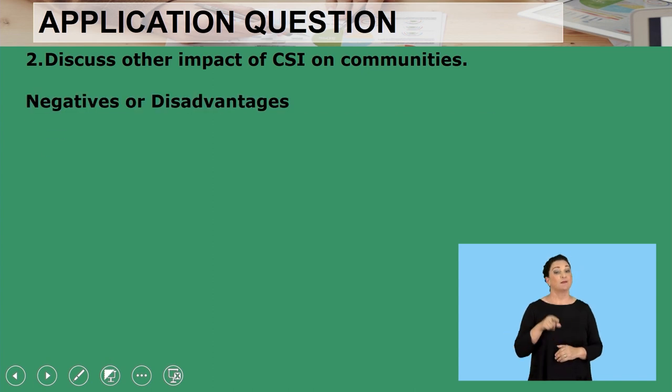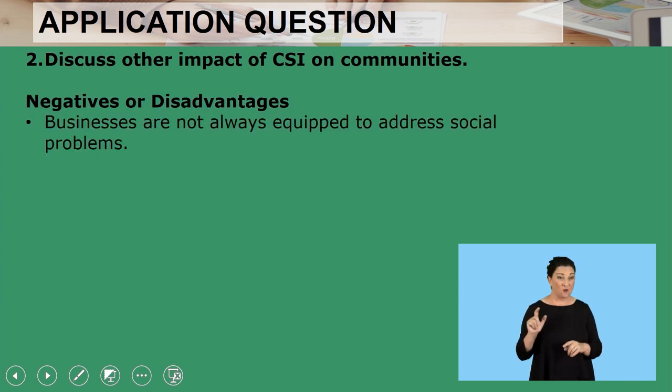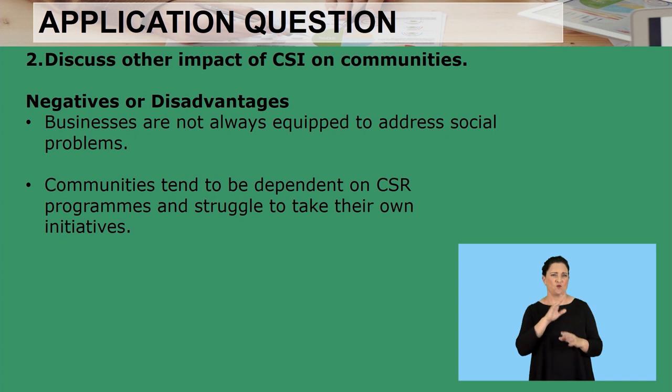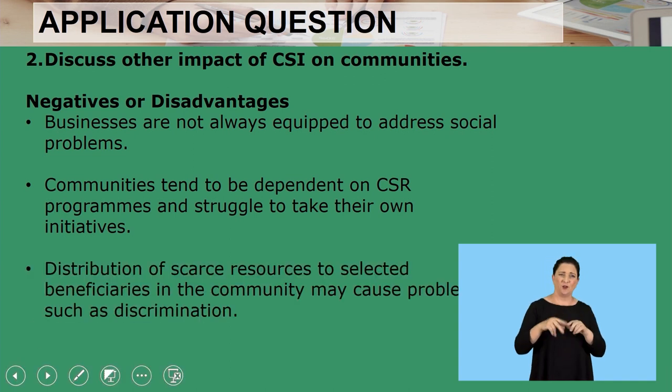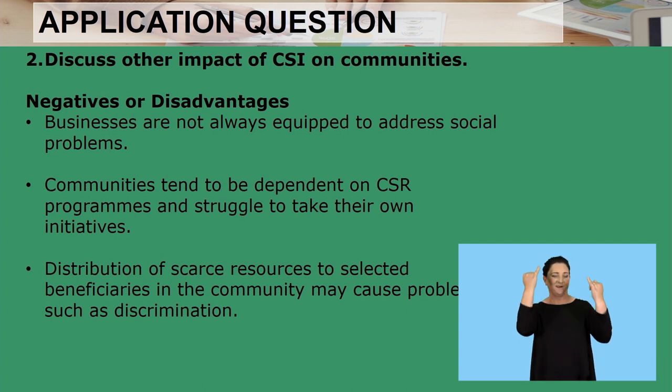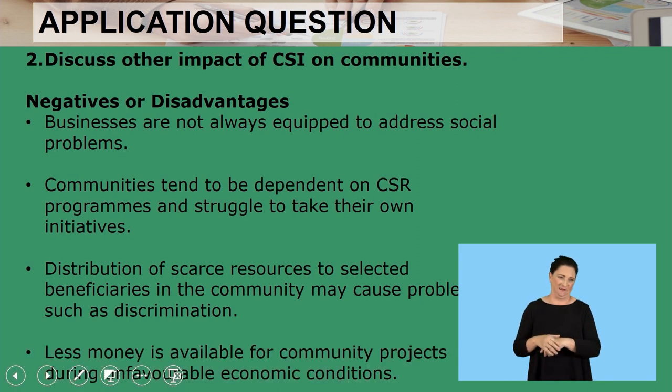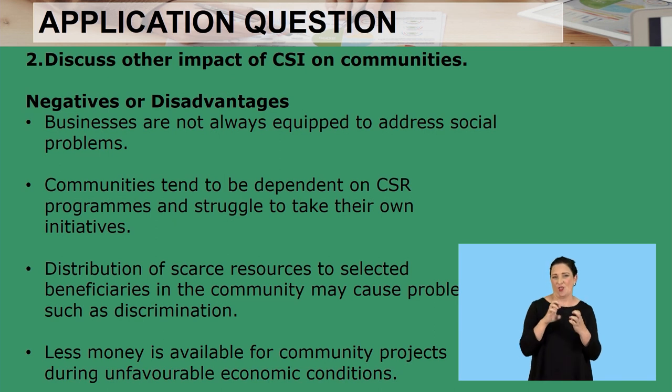Then what are the negatives? The negatives are businesses are not always equipped to address social problems. That is one. And then communities tend to be dependent on corporate social responsibility programs, and they struggle to take their own initiative. And then another aspect is that the distribution of scarce resources to the selected beneficiaries in the community may cause problems such as discrimination. Then less money is available for community projects during unfavorable economic conditions. So that is another negative impact on the community.